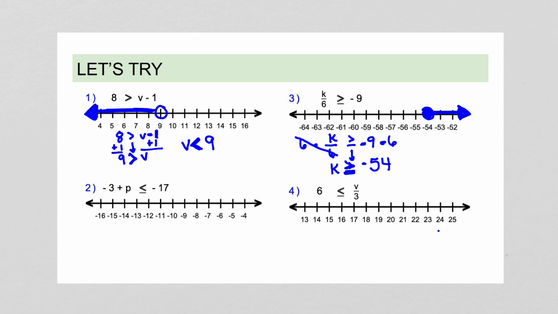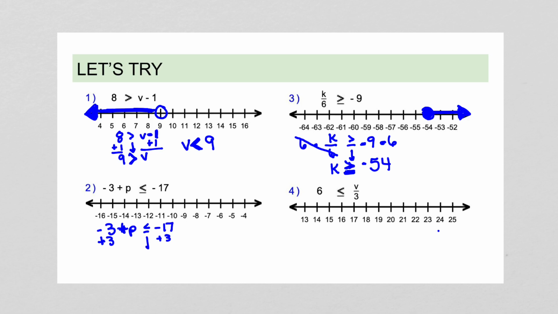Okay, moving right along. -3 plus p is less than or equal to -17. Well, I don't want you to get tripped up by this plus here and think, well, I've got to minus it. Because what we're looking at is that -3. We want to do the inverse of -3, or taking 3 out of there. We're going to add 3 to both sides.